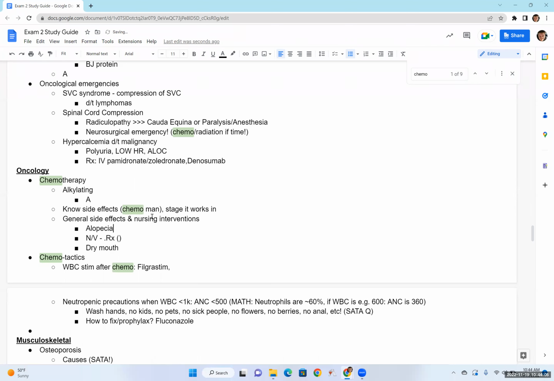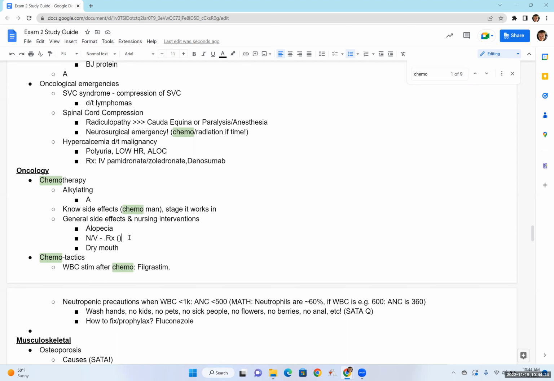So alopecia is just support, and let them know it'll grow back. It might grow back different, right? If they had straight hair before, it might grow back curly. And then nausea, vomiting, we had different interventions there. We usually pre-treat them with meds because we anticipate they can have it like 3 days later, right?